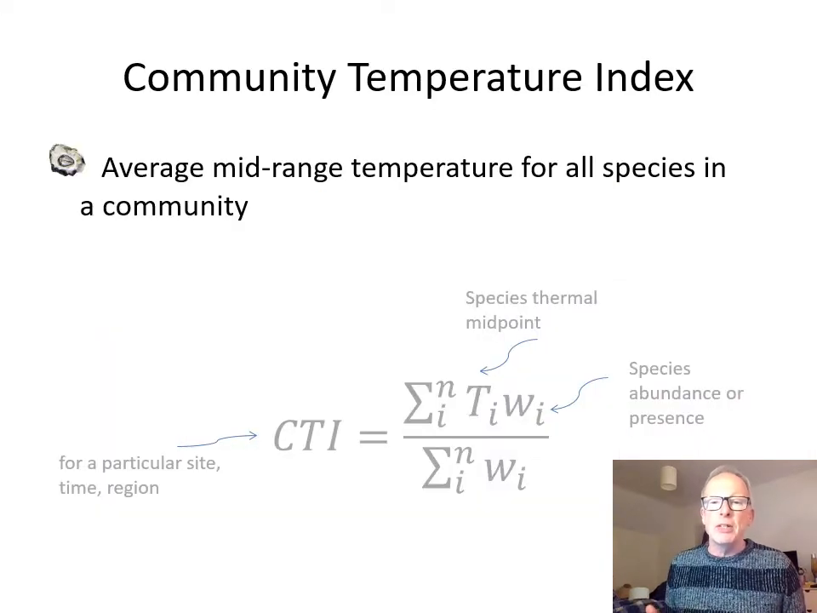And to do that, we have used the community temperature index, and that is basically the average thermal affinity of all those species, by taking an individual species, assigning it a temperature, and then getting the weighted average of that temperature for each species, where the weighting is the presence or the abundance of that species.